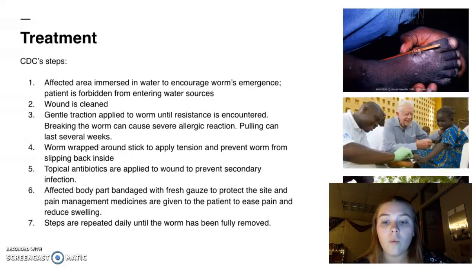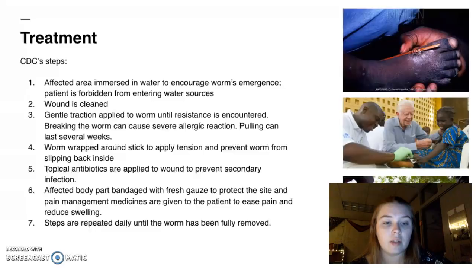Treatment is quite simple. You have to do it carefully, but it doesn't require any special medication, which is good because then you can train people how to do it on the ground level, and you don't have to have people come in with extra training. So there are 7 steps. You put the affected area in water because the worm likes to come out in water. So you're encouraging it to come out, and then you clean the wound, and you gently pull on the worm until you have resistance, and at that point you stop, because if you break it, you get a really bad allergic reaction. This stage lasts for several weeks.